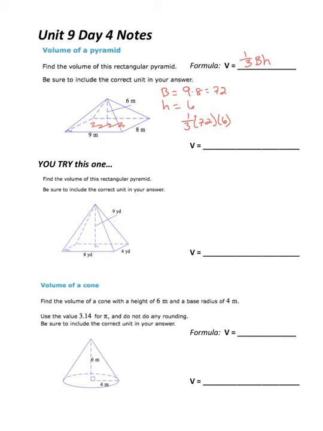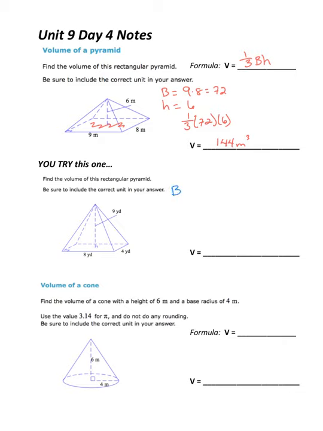So let's see, 72 times 6 divided by 3 is 144 meters cubed. Now, don't forget, it's not base times height, it's 1/3 the area of the base times the height, okay? Remember that. So you can multiply the area of the base times the height, but you still have to divide by 3. So now you do this one. Okay, stop the video, try it, see if your answer matches mine.